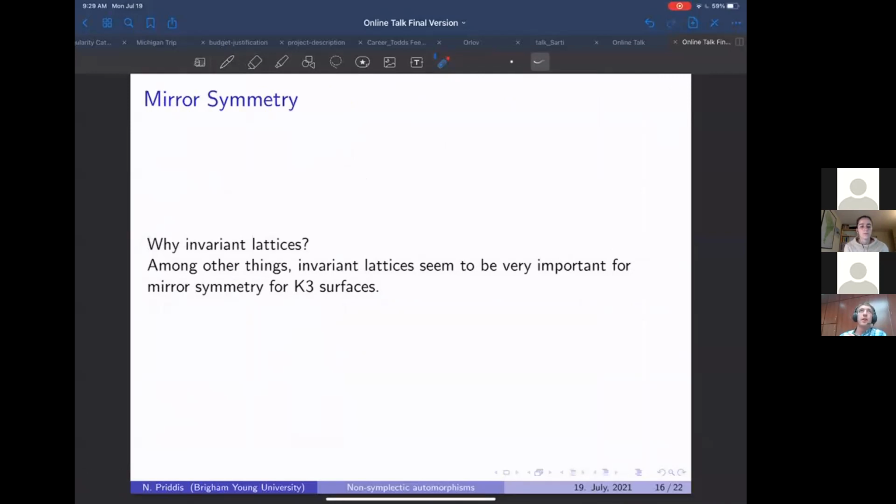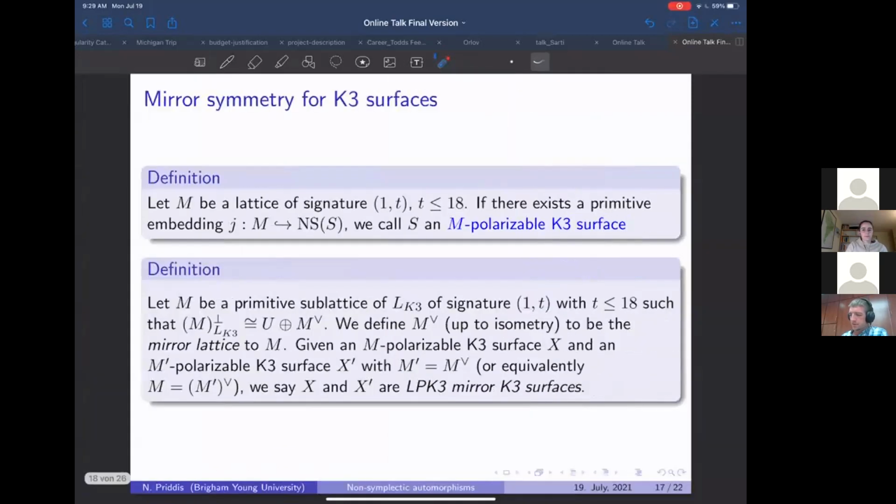Now we'll move on to talking a little bit about invariant lattices. So first of all, why do we care about invariant lattices? I think there are probably other answers, but the main answer I like to give is that they seem to be very important for mirror symmetry. When you talk about mirror symmetry for K3 surfaces, the invariant lattice seems to be somehow the right tool for describing it. So what does that mean?